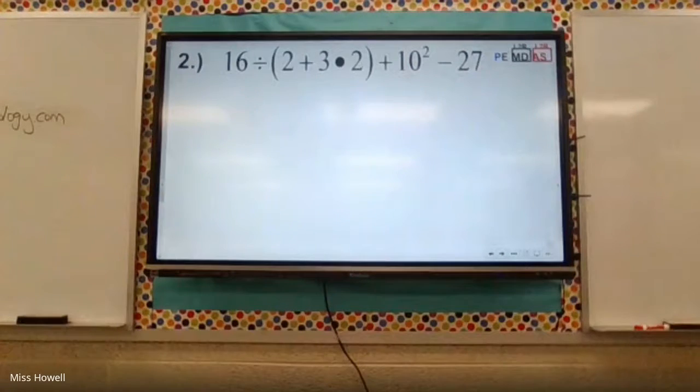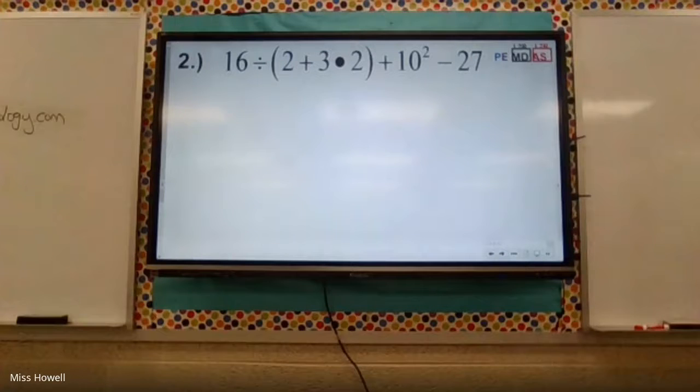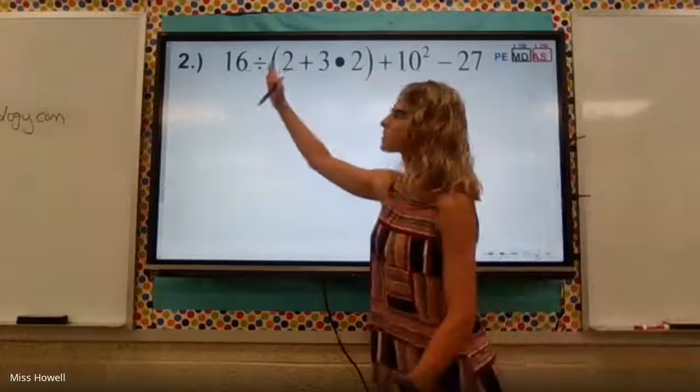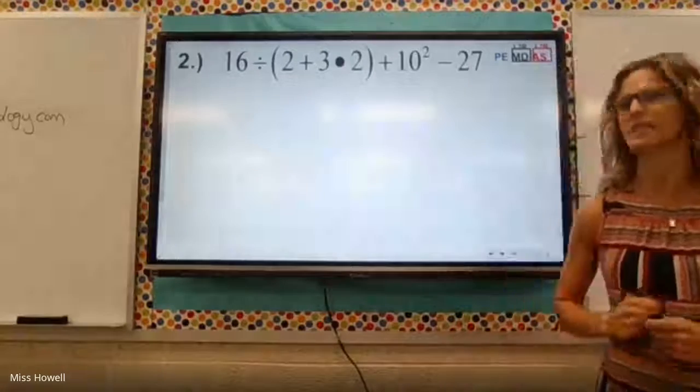Again, if you have to hit pause, get your problem copied in, go ahead and hit pause. 16 divided by the quantity 2 plus 3 times 2 plus 10 squared minus 27. I want to evaluate down to one number. Since there's just numbers here, called a numerical expression, PEMDAS or order of operations is the thing that helps us.